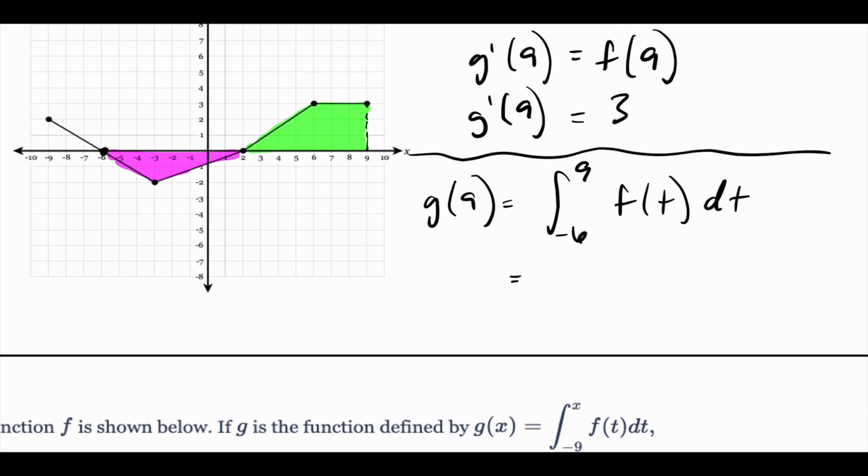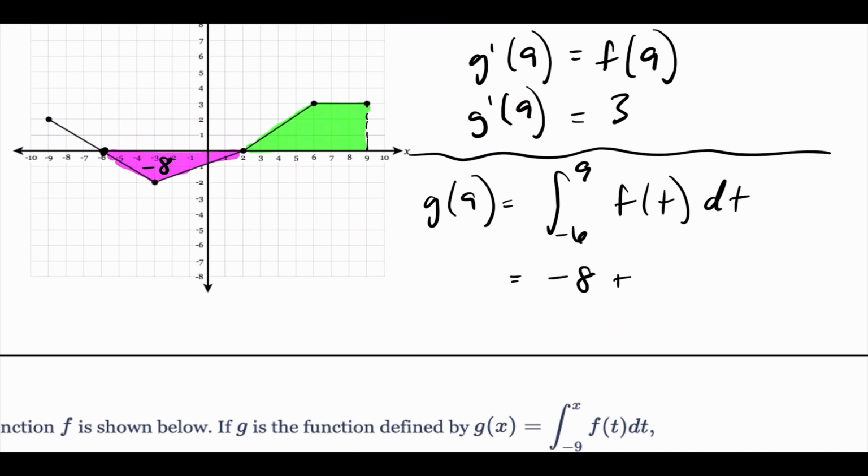Well, the first part, the pink part on mine, looks like it's a triangle. So base times height divided by 2. It looks like it's from -6 to 2, so this is 8. The height looks like it's 2. So 8 times 2 divided by 2 is 8. But it's underneath, so it's going to be -8. So -8 plus. And then the green part, which is above the x-axis, looks like it's just a trapezoid.